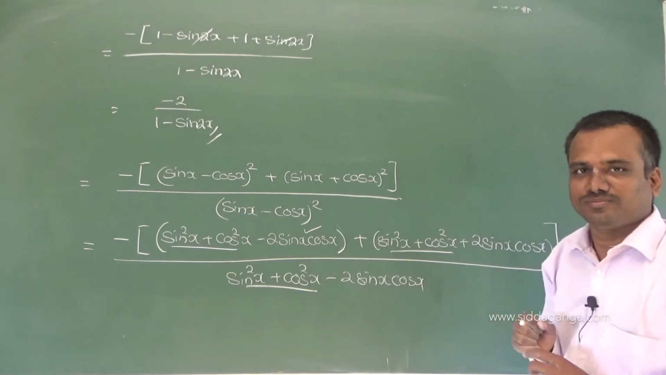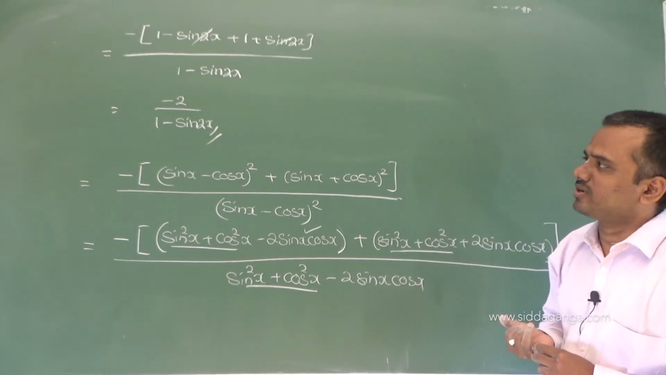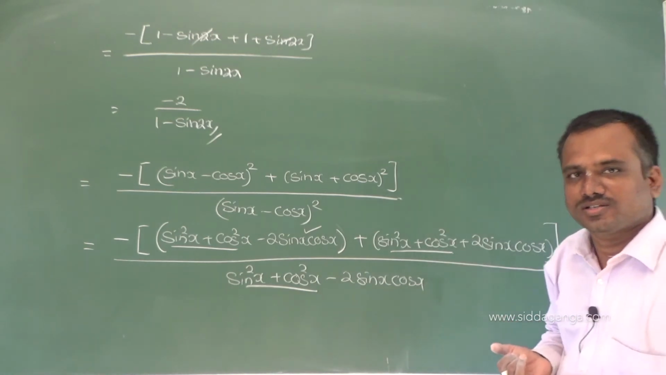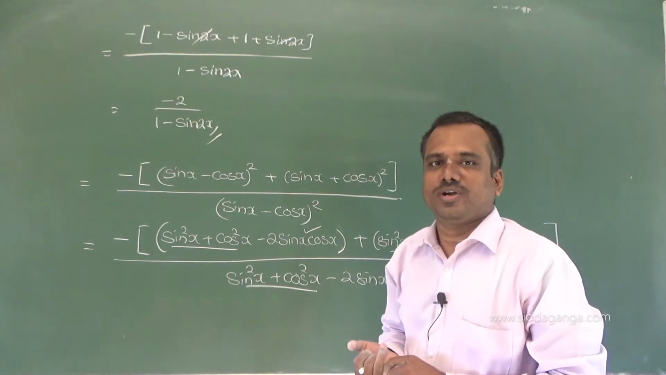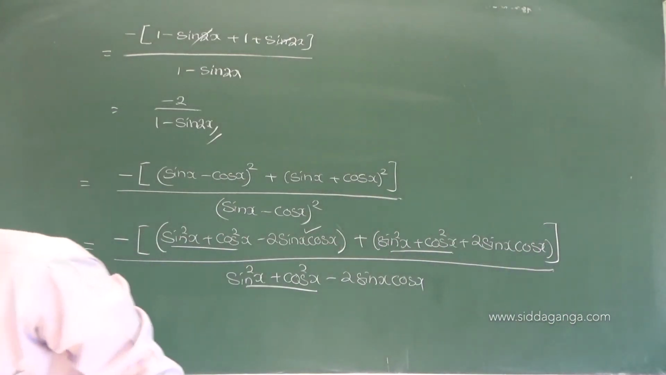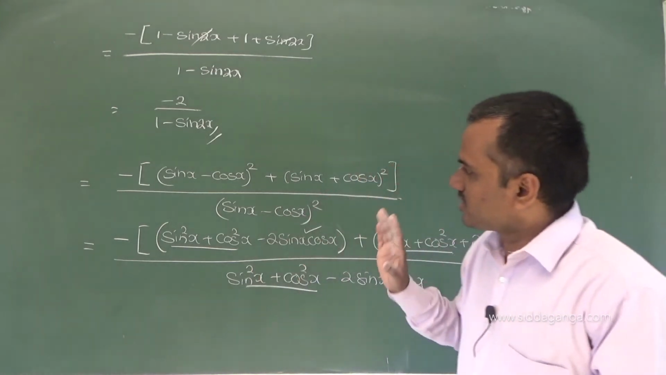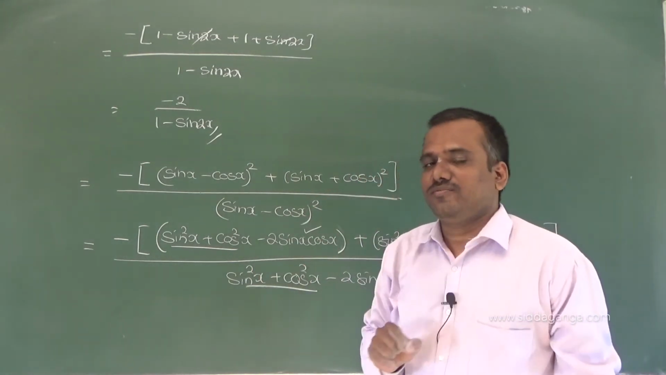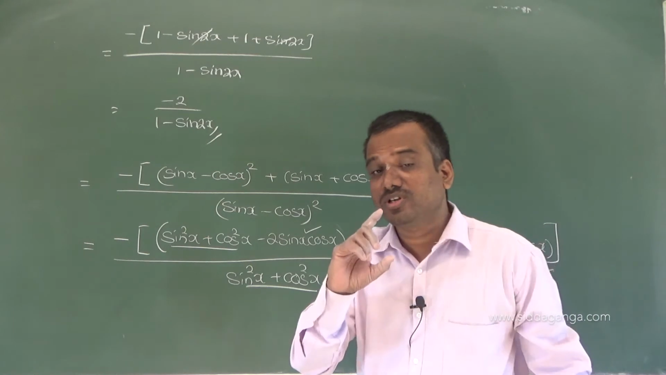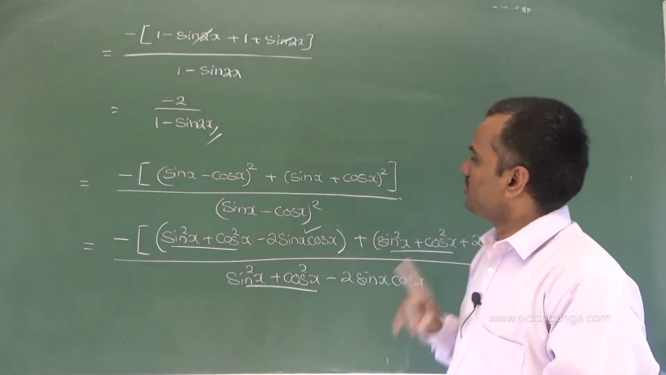Observe this problem. Observe very carefully. Minus 2 divided by 1 minus sin 2x. Carefully observe each step. Very, very important steps. Each step, once again you have to observe and write it, then only you will be perfect in trigonometry and also in the steps of differentiation. Next problem.